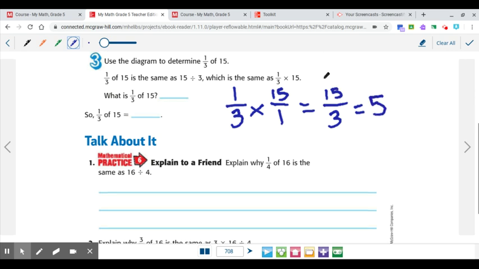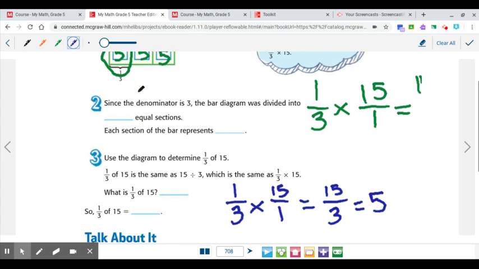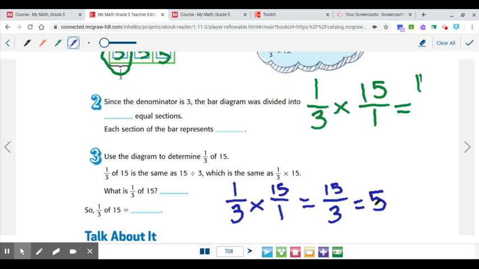Now, let's travel back up here to where my diagram was. 1/3 of 15 was 5. We proved it visually. And now we're also proving it with the math, so you can see that too.